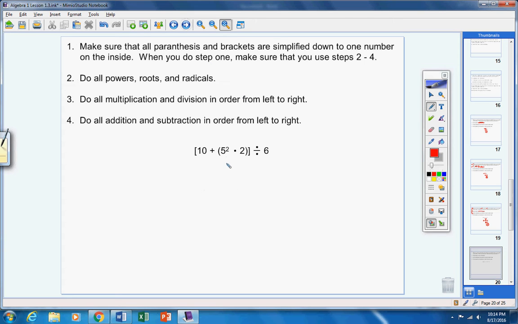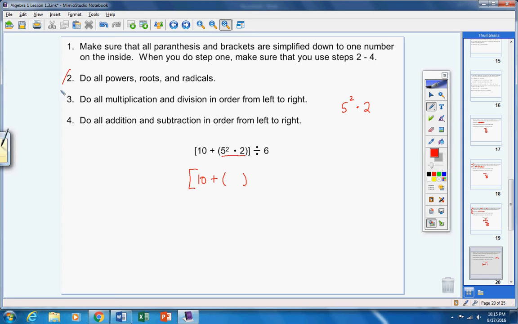Okay, a little more difficult now. Make sure that all of your parentheses and brackets have one number on the inside. Well, here's your brackets right here. They've got a bunch of numbers on the inside. And then look at this. Here's your parentheses. They've got a bunch of numbers on the inside. I think the best thing to do is to start with my parentheses and get this down to one number, okay? So I'm going to put my 10. I'm going to put my plus sign. I'm going to put my parentheses. And now see this right here? Let's get that work down to one number. So I've got what? 5 squared times 2.